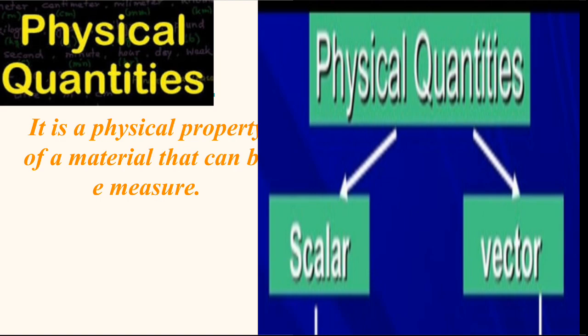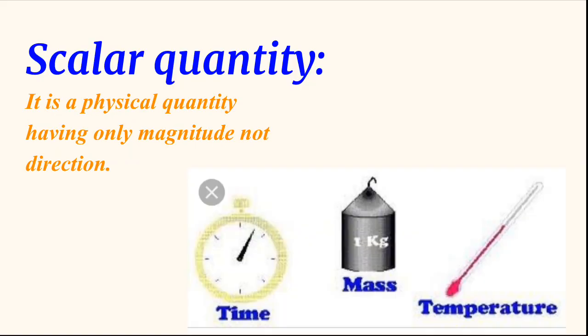So there are two types of physical quantities. You can see on the right hand side, I have listed them: scalar and vector. Scalar quantities and vector quantities. So let us understand this. What is a scalar quantity? It is a physical quantity having only magnitude, not direction.